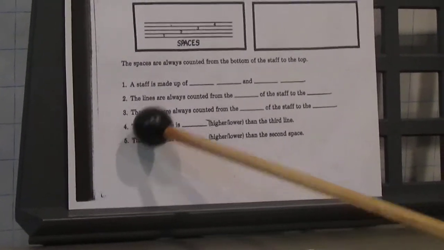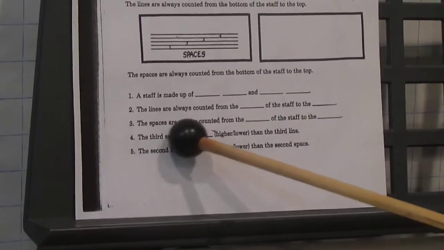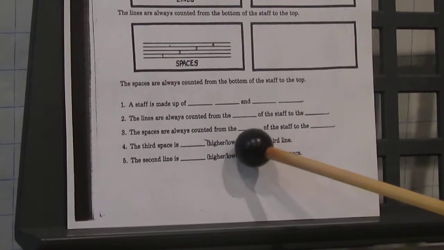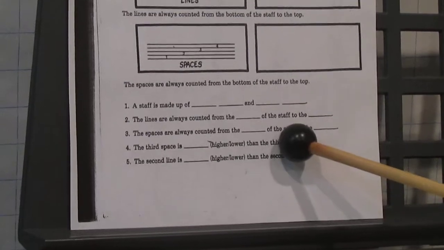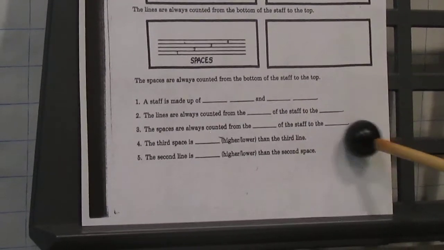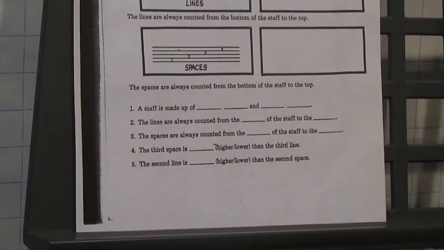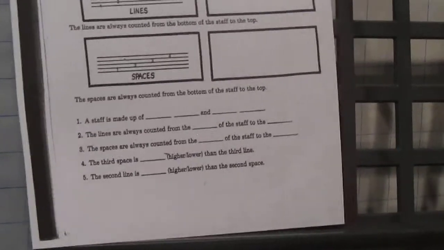Now let's go back to the questionnaires that we have here. Now question 3, it says the spaces are always counted from the bottom of the staff to the top. Remember what I just showed you? You count from the bottom to the top. Look at this. S1, S2, S3, S4.